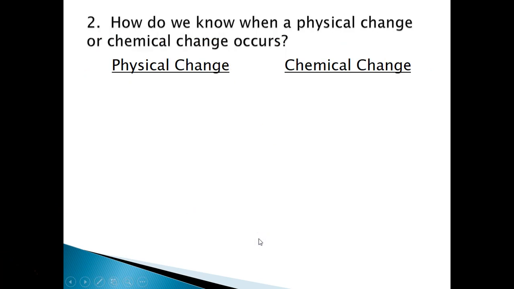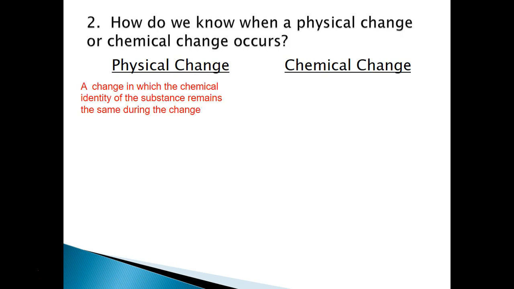Okay, so physical and chemical changes. Now, these definitions are very similar to physical and chemical properties, as you will see. A physical change is a change in which the chemical identity of the sample of matter remains the same during the change. In other words, when you have the change, you're going to have the same stuff at the end of the change that you had at the beginning of the change.